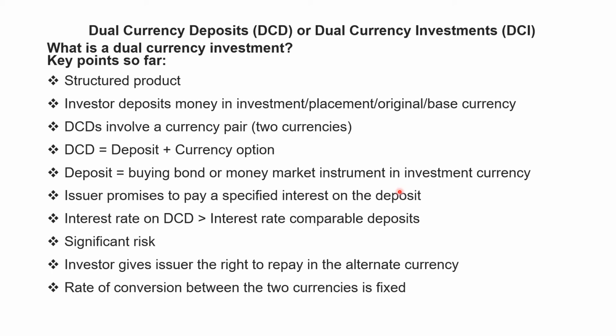The issuer promises to pay a specified interest on the deposit. The promised interest rate is usually higher than that of comparable deposits in the market because DCD has an element of significant risk. And now, what is the risk involved? At the time of making the deposit, the investor gives the issuer the right to repay the principal and the interest in another currency called the alternate currency. The rate of conversion between the two currencies is fixed.